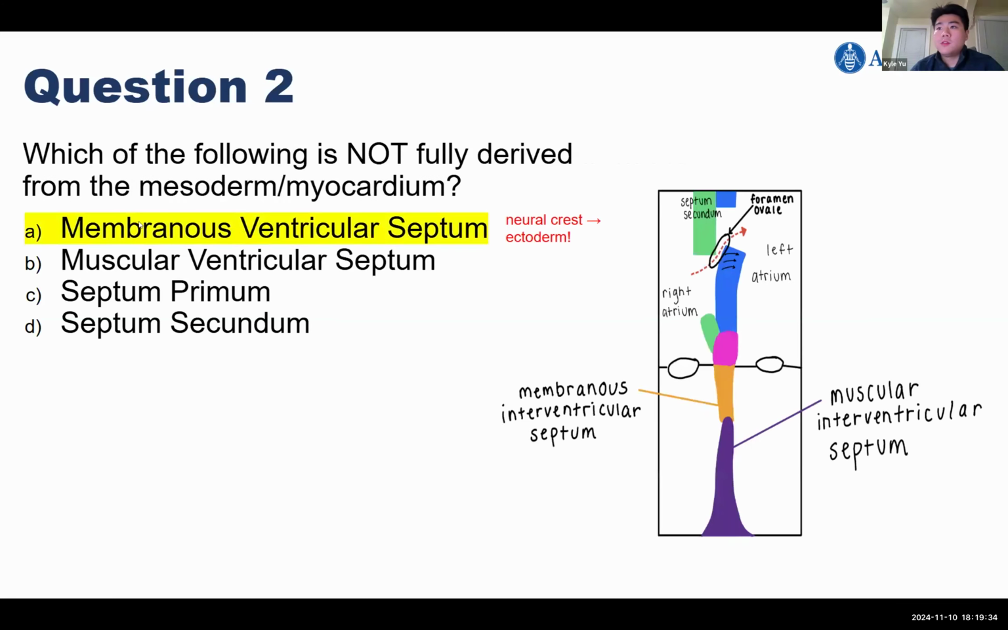All right, so the correct answer was the membranous interventricular septum. The membranous ventricular septum has contributions from the neural crest cells, which come from the ectoderm, and we'll touch a lot more on this when we talk about the spiral septation of the outflow tracts. But everything else does come from within the mesoderm. This is the one big exception in terms of outside the mesoderm in relation to how the heart develops.